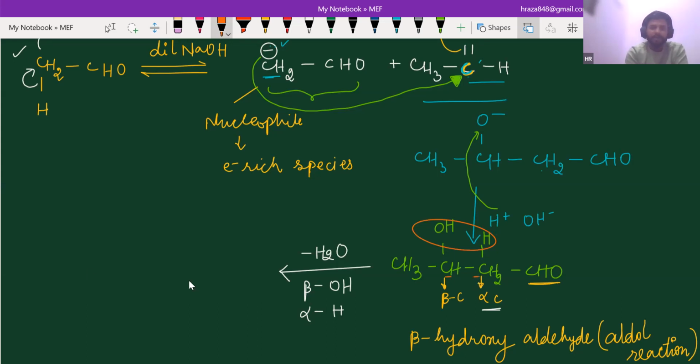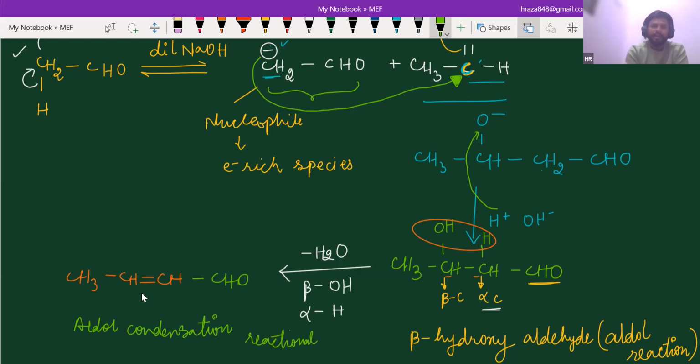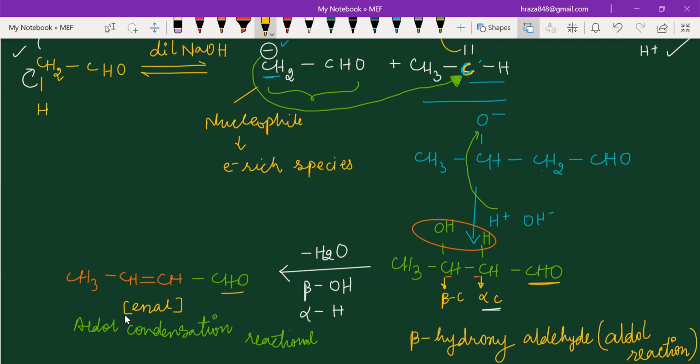So it becomes CH3 and then CH and then double bond, then it becomes CH. I wrongly wrote it. It will be 1. And then it is CH. So this is your aldol condensation. That means basically removal of water took place, the aldol condensation reaction. And as you can see, there is a double bond, that is ene, and there is an aldehyde, so it is known as enal. Is that clear? Yes, sir.